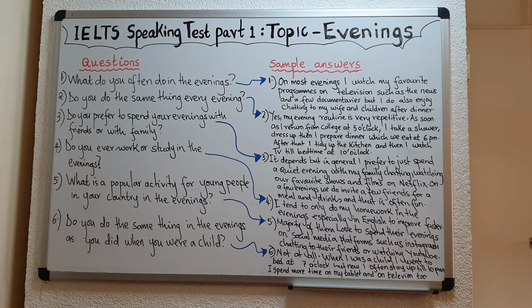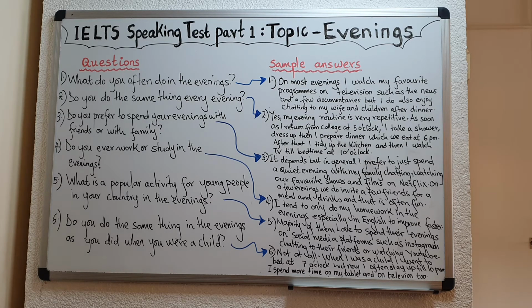Remember for each question to provide at least 2 to 3 points. You can use 2 to 3 sentences. Join your sentences together using linking words such as and, but, or such as, okay? So on most evenings, I watch my favorite programs on television, such as the news and a few documentaries. But I also enjoy chatting to my wife and children after dinner.